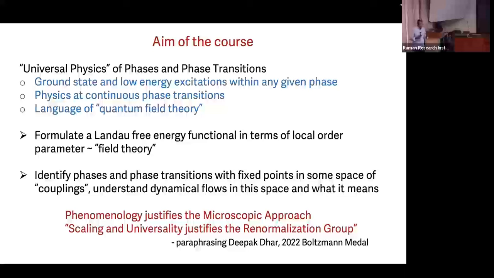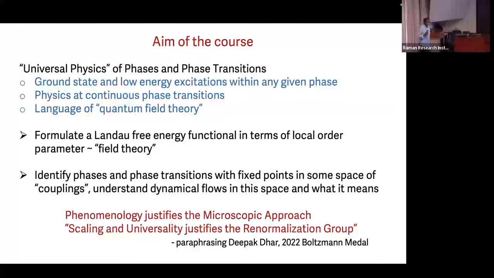If I want to calculate a free energy or partition function, I have to integrate over all possible functions. So it's a little bit like what you might do in field theory. We will also try to identify these phases and phase transitions with fixed points in some space of couplings, which in the van der Waals case are the A and B that we talked about. More generally, we'll talk about a more general set of couplings, and how these couplings, as you look at higher and higher scales, can flow in some dynamical sense, and we'll see what that means.